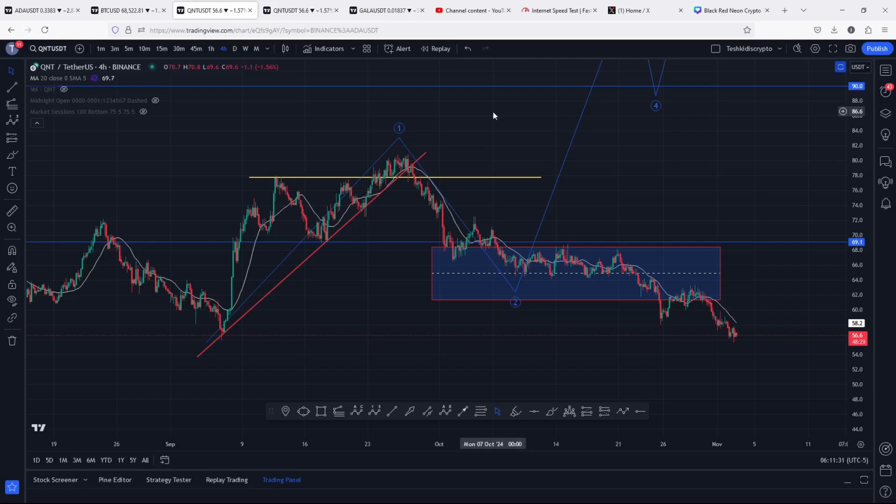QNT continues to see a bit of a breakdown move after losing our last line of support that lies between the $68.4 and the $63.1. And at the time of this recording, we have also lost the 20-day MA here on the 4-hour chart, flipping it back into resistance in a move that has now given us a reset of the lows that we made on the 6th of September below the $56.